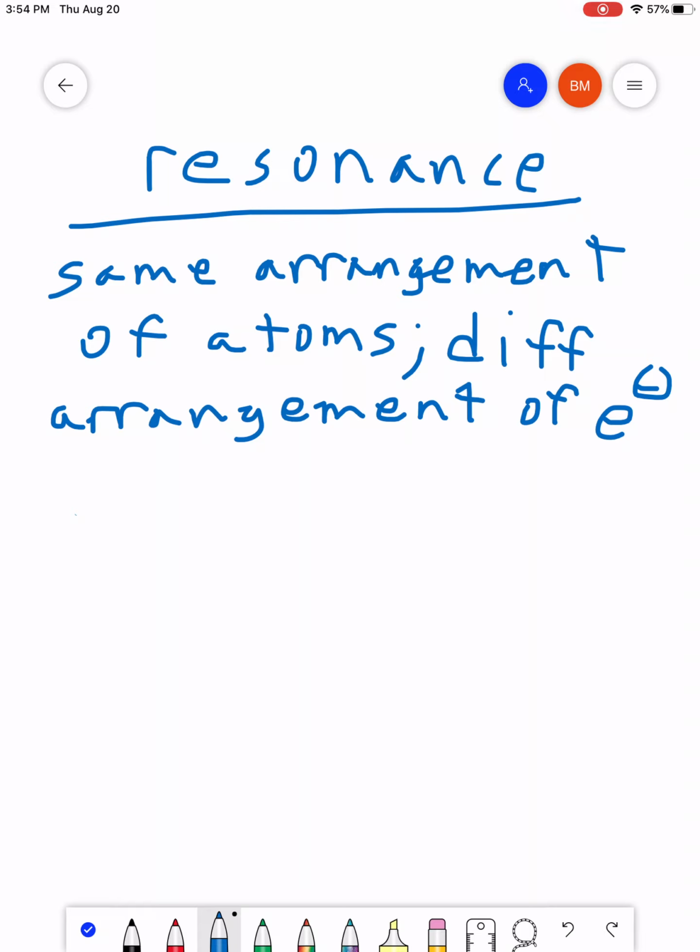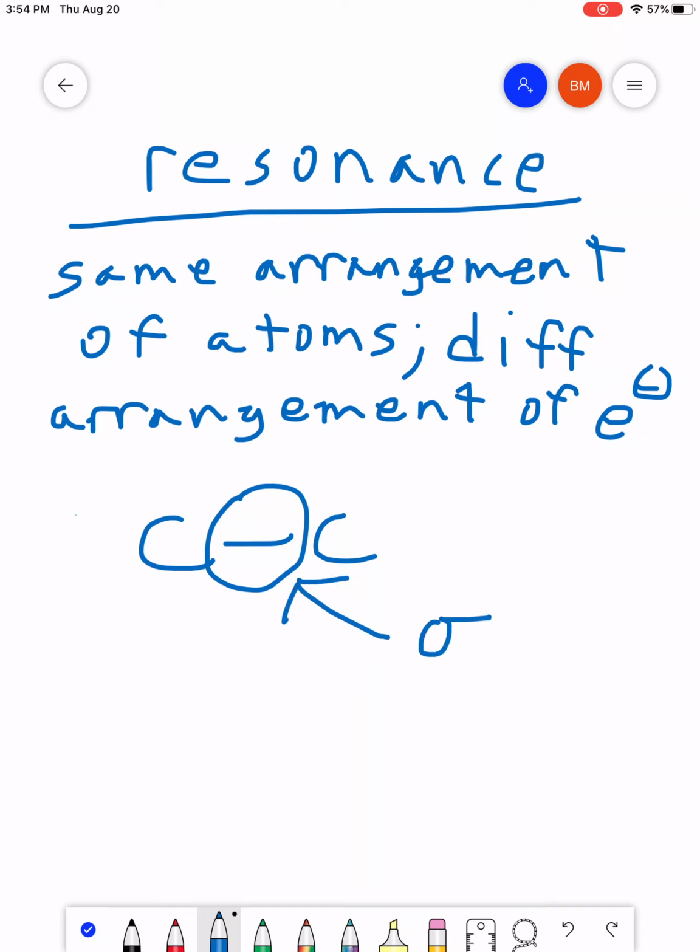At this point, it's a good idea to revisit the definitions of sigma and pi electrons. Hopefully you remember the definition. If not, I'll go over it with you real quick. So let's say you have a carbon-carbon single bond. Any single bond is referred to as a sigma bond. And the electrons that are in a sigma bond are sigma electrons.